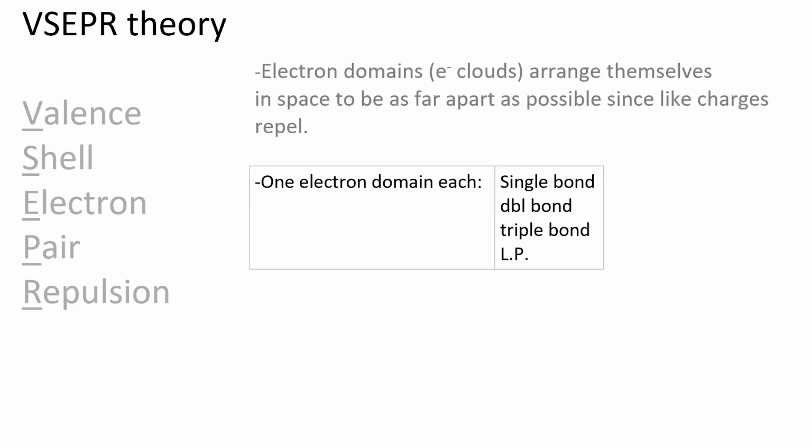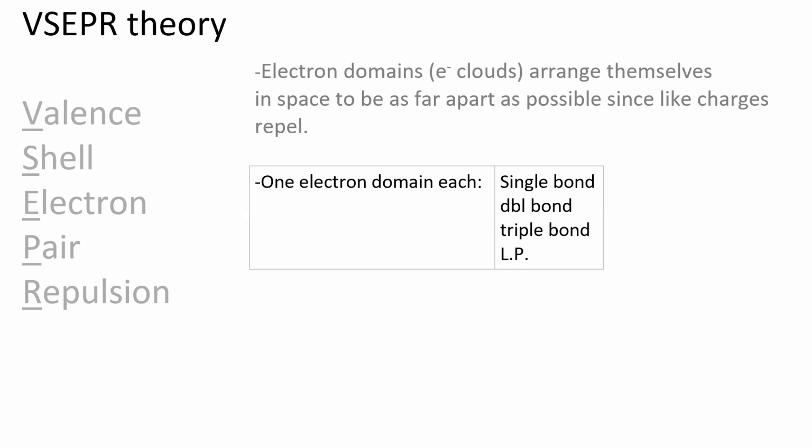Each of the following counts as exactly one electron domain. A single bond. That's easy since it's one pair of electrons. A double bond is two pairs of electrons, but since it's localized in the same region of space, it's considered one electron domain. Same thing with a triple bond. It's three pairs of electrons that share the same region in space, so it's one electron domain. And a lone pair, even though it's not part of the bonding, it's still a pair of electrons repelling other electron domains.